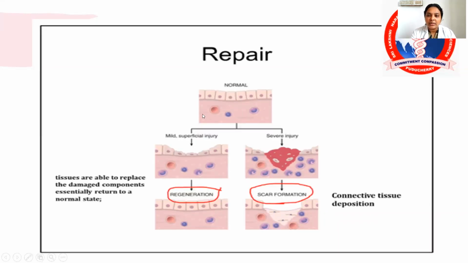See, this is the normal epithelium. This is the surface epithelium, which is nothing but the cuboidal epithelium. And see the mesenchyme underlying the epithelium. If there is a mild superficial injury, then the tissues are able to regenerate and restore to a normal state. While if the injury is severe and beyond repair, then it results in connective tissue deposition, which is otherwise called scar formation. These are the two pathways by which repair occurs.